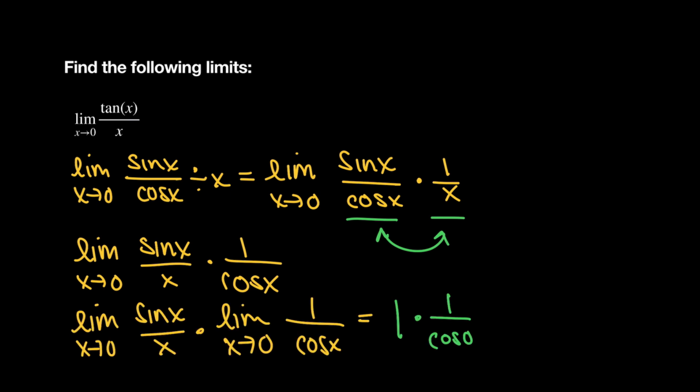That's my common limit that I have memorized. So now we're finding the limit as x goes to 0 of sine x over x. That is just 1 times the limit as x goes to 0 of 1 over cosine x. And for 1 over cosine x, I can just plug in the 0. 1 over cosine 0 is just 1. 1 times 1 is 1.